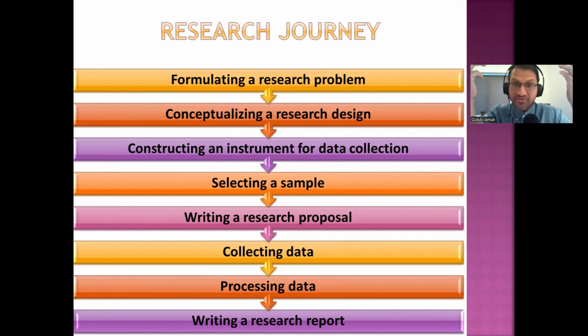And you're constructing, what I mean by constructing an instrument for data collection is you then look into the inclusion and the exclusion criteria, what would be an appropriate sample size, and then you've written up a research proposal. Then it goes to the ethics. You get the ethics approval, you start collecting the data, then you analyze it, and then you write a research report.